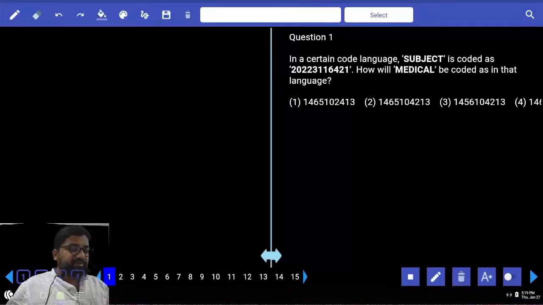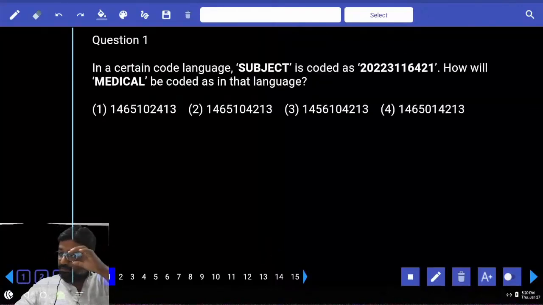SSC, what is very important? Always concentrate only on previous year papers. Very, very, very, very important. Is this clear? Let's start the first question from this SSC CGL Tier-1 paper.